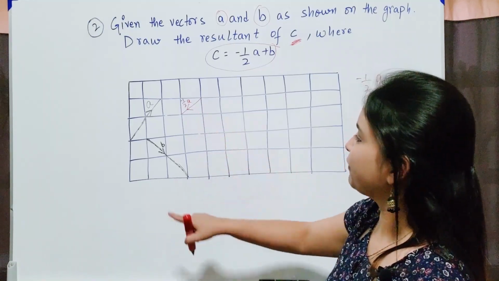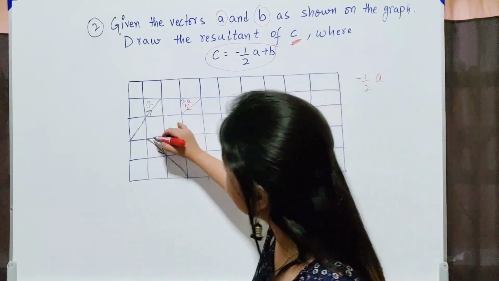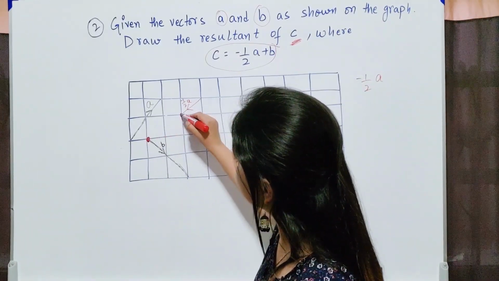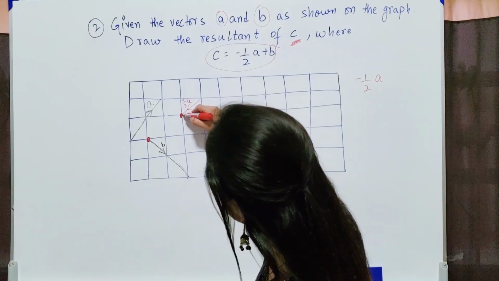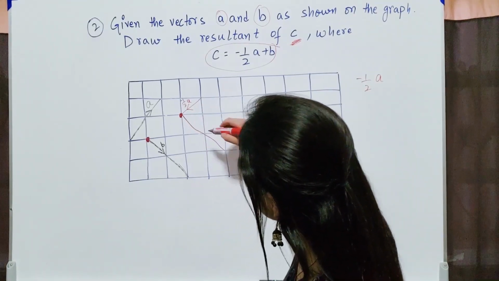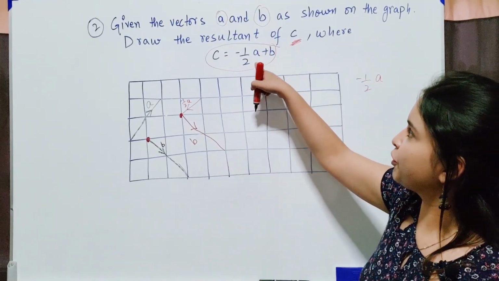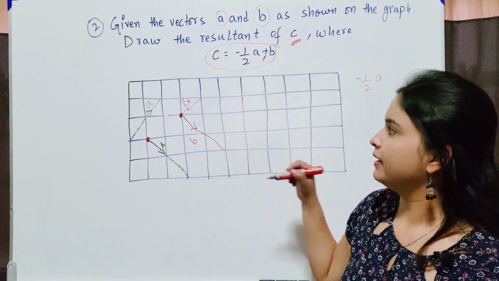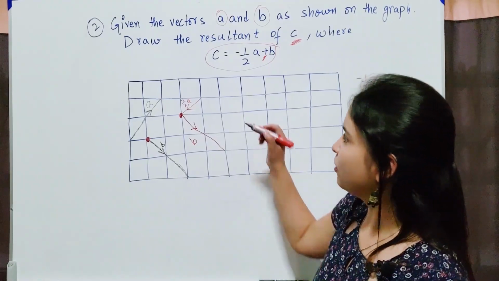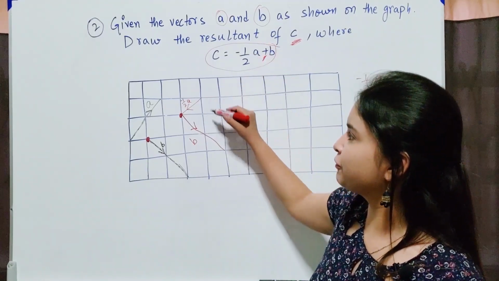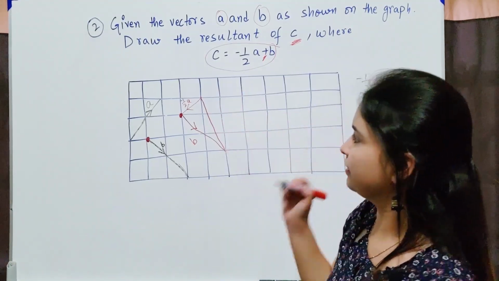Now, minus half of A, and then you have to add B. So I will join this end of B to this end of minus half of A. So draw B. This is my B. Now the question is minus half of A plus B. I have minus half of A over here and I have B over here. Now, if I have to find the resultant, if I have to find the sum, I will join the third side of the triangle. Okay.